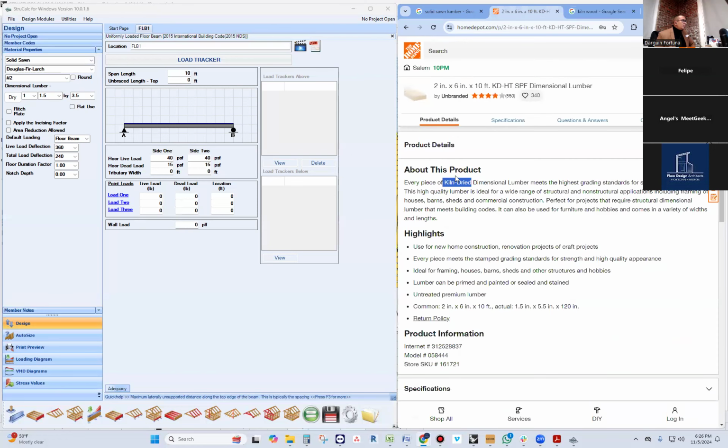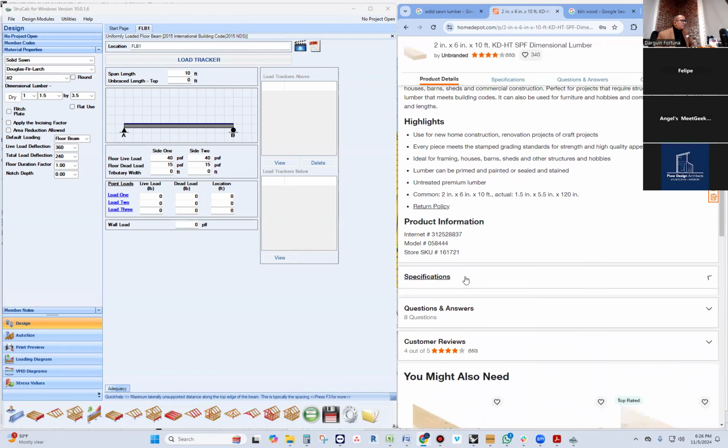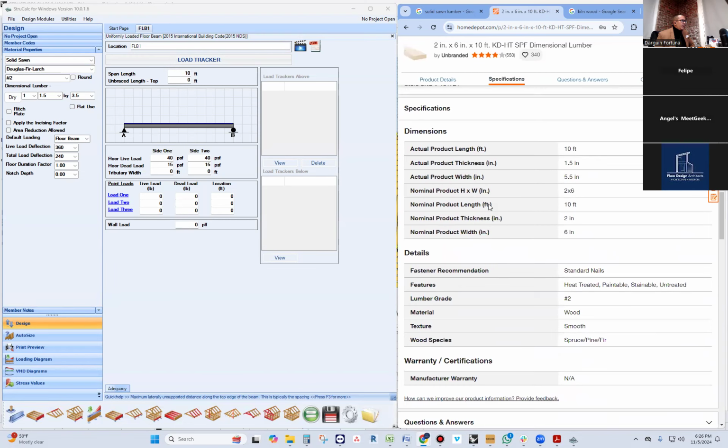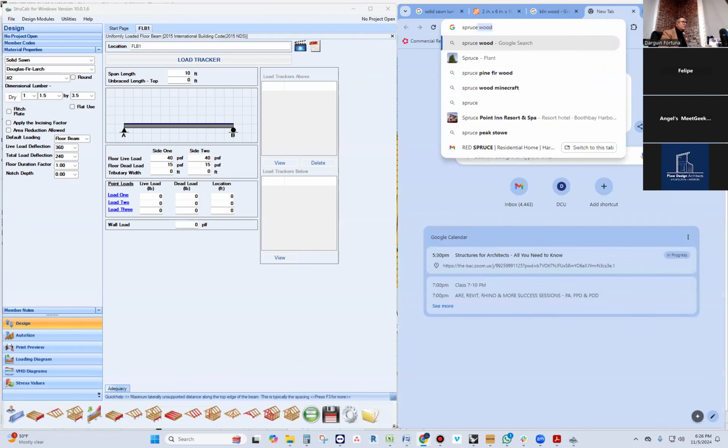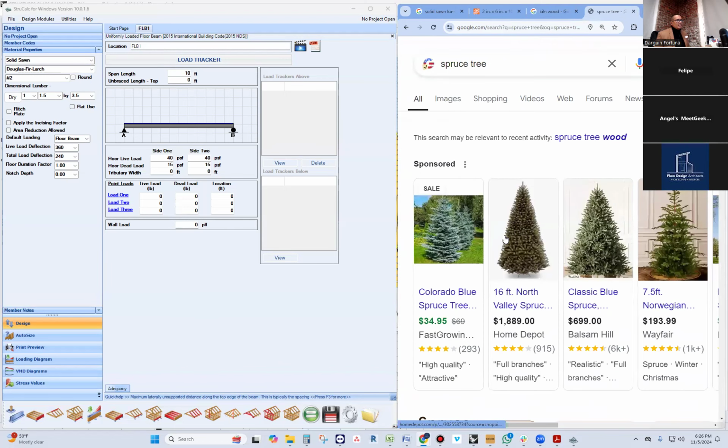So if you go to Home Depot, it tells you really good information about this. It's dried in a kiln. It's dimensional lumber. It explains how they're made. Specifications right here. It's the sizes that they're made. This is, by the way, you see how it says spruce, pine, fir. They're similar types of wood. They're similar species of wood, okay? So spruce is actually a type of pine. If you go to spruce, it's basically a pine.